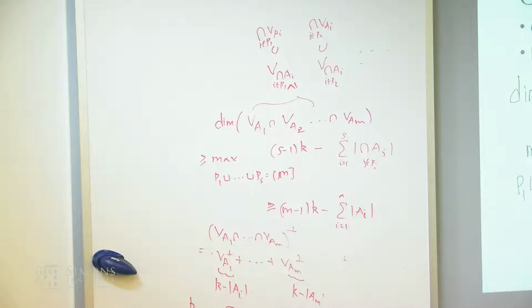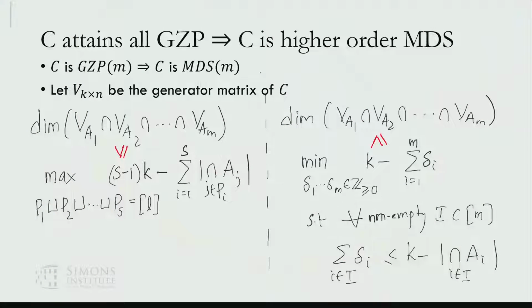Okay, so now we want to show a lower bound on this, and this is where it gets a little interesting. The lower bound looks like this program. So what is this lower bound trying to say? How do I prove a lower bound on the dimension of VA1?